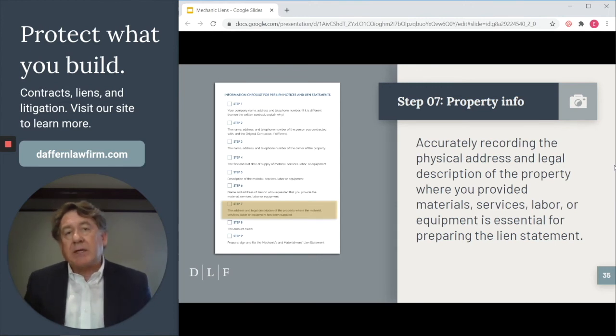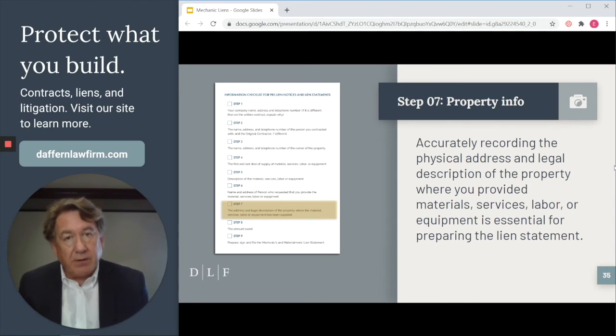The next area or the next resource that I use, and I use quite often, is what's called a title report from a title abstracting company.